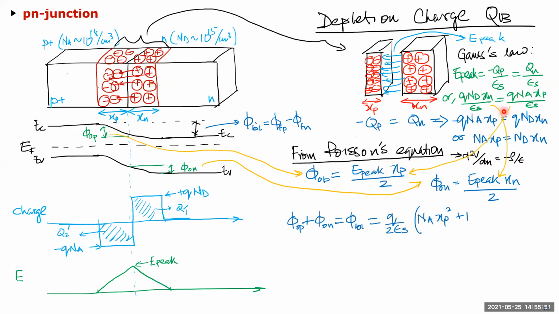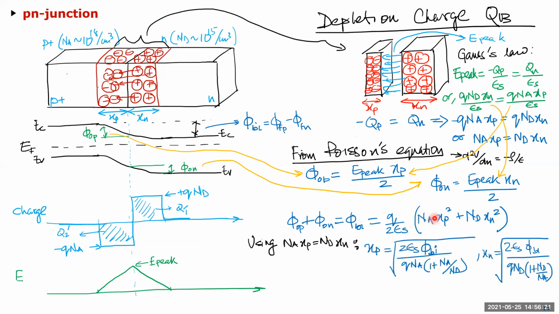And if you substitute the expressions from these equations into Xp and Xn and E peak, the peak value of the electric field, and you add those two potentials together, then it expands to this expression here, which essentially tells you the function of Xn and Xp as the doping concentration and your Fermi potential difference.